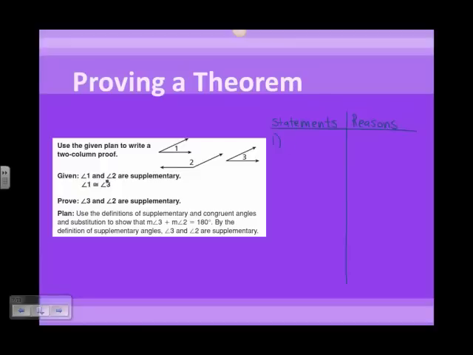So my first statement is going to be the very first thing I'm given, that angle 1 and angle 2 are indeed supplementary. And that is given. Now, because they're supplementary, I am going to then say that means that the measure of angle 1 plus the measure of angle 2 is equal to 180. And that's by the definition of supplementary.